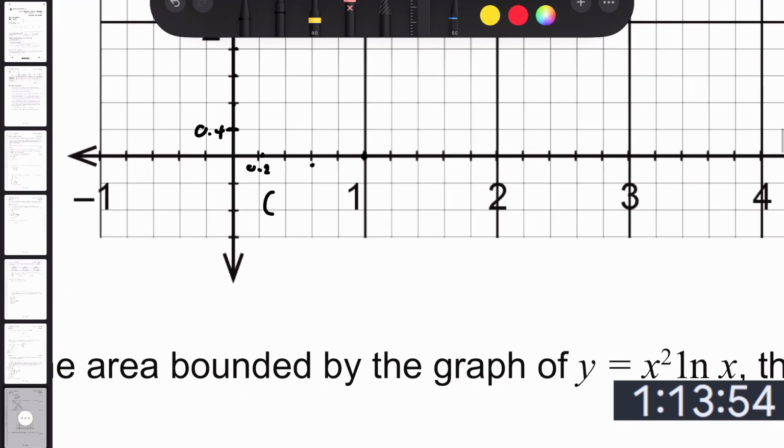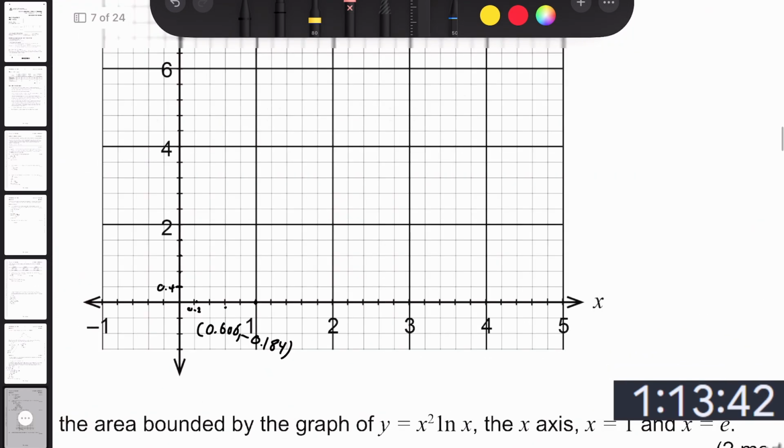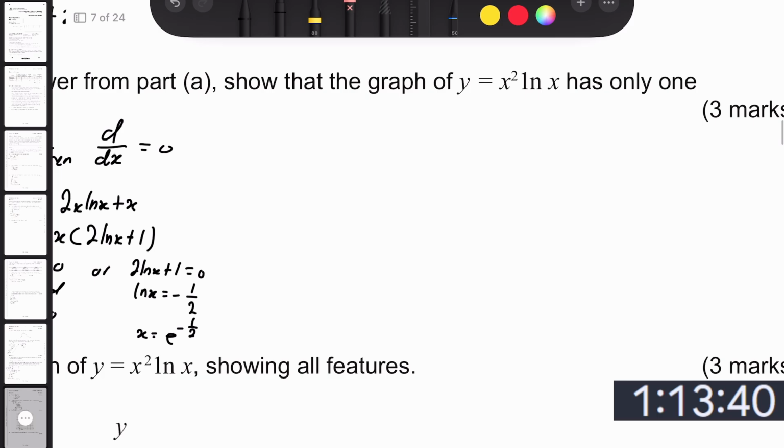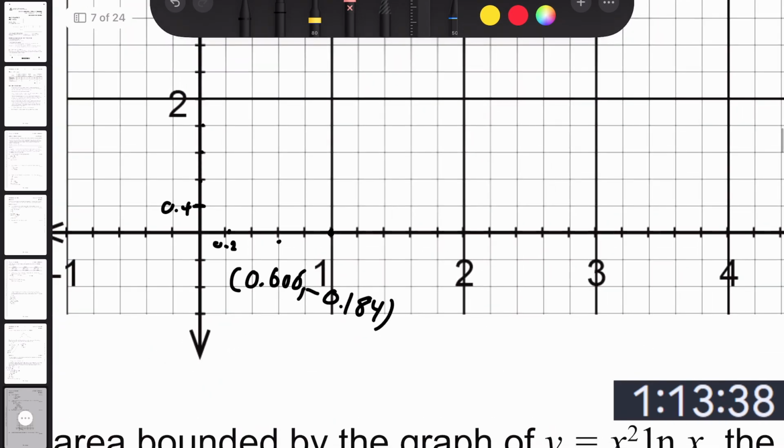So I'll just label this 0.606. This will be tough to label. Negative 0.184, three decimal places should be enough. And then when x is approaching 0, this will equal 0. So I'm just going to draw something like that.